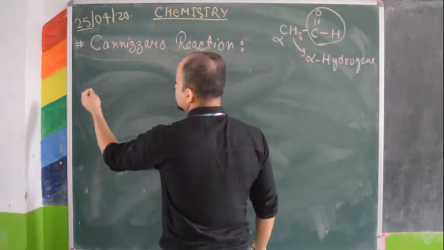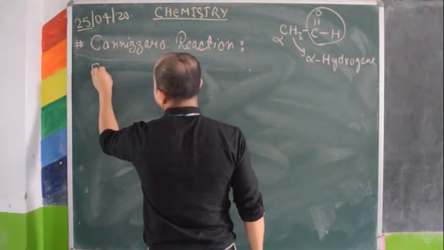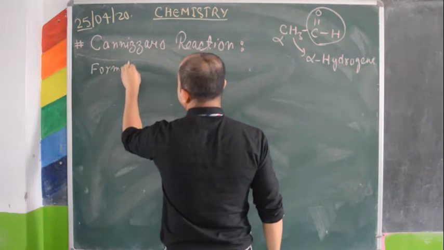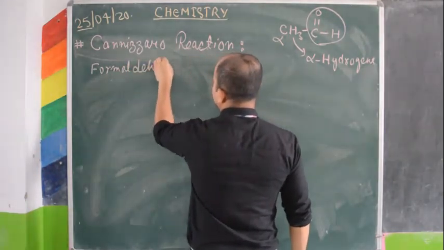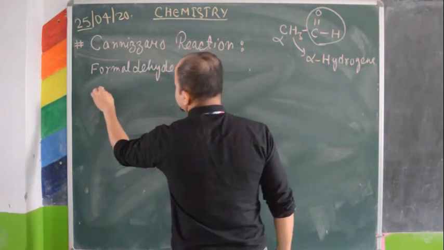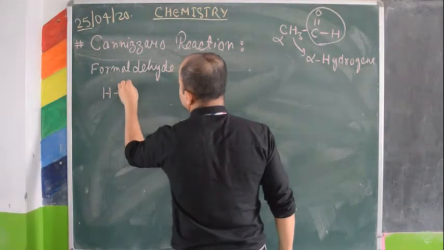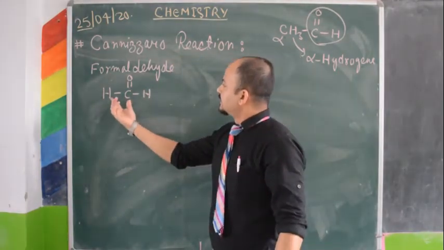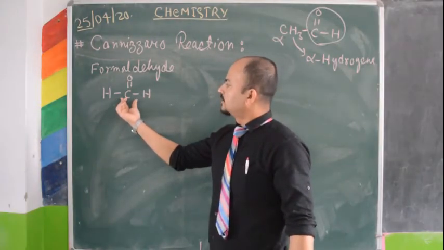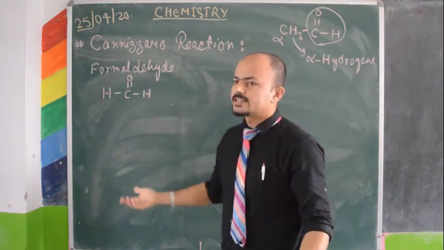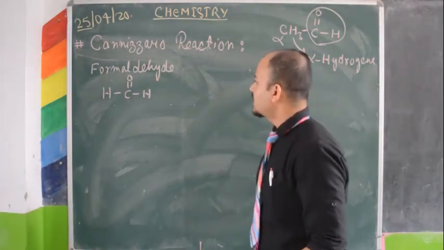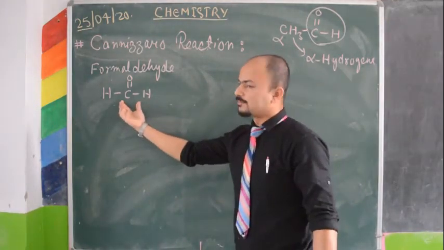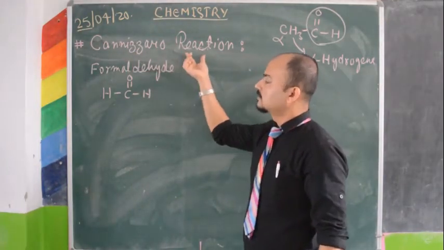For example, formaldehyde. Formaldehyde is HC double bond OH. So this is our formaldehyde. This compound doesn't contain any alpha carbon, therefore there is no question of alpha hydrogen. Therefore, such compounds will undergo Cannizzaro reaction.